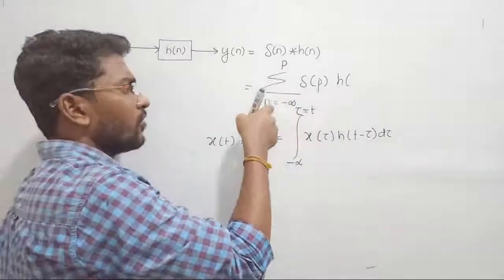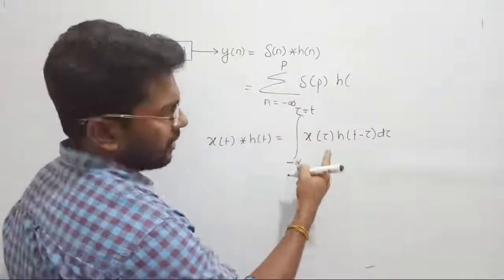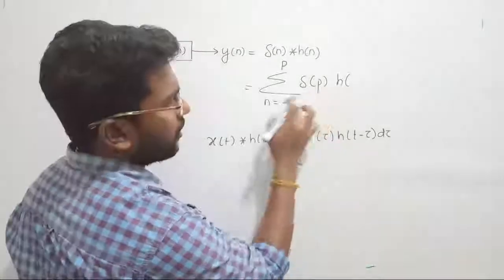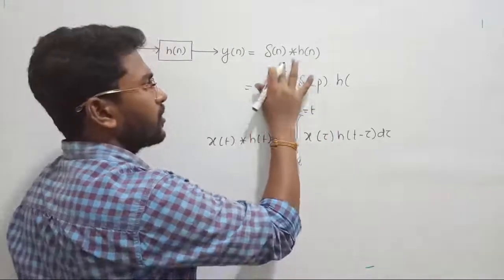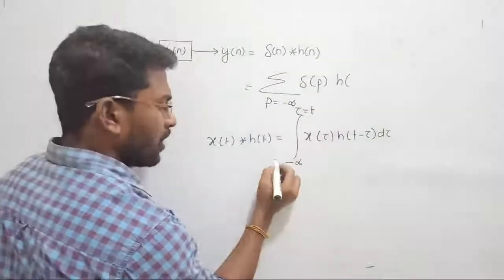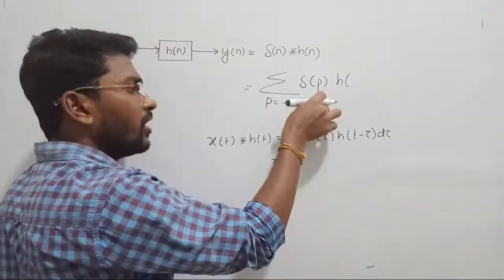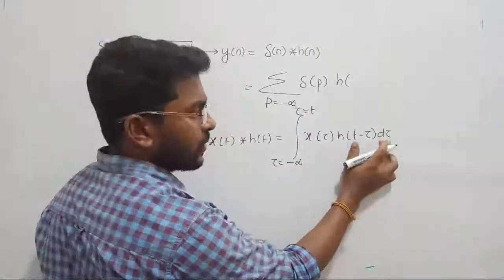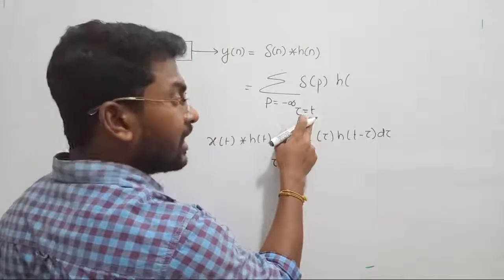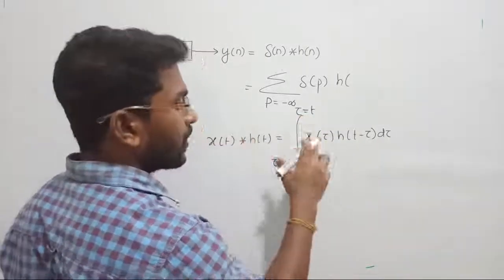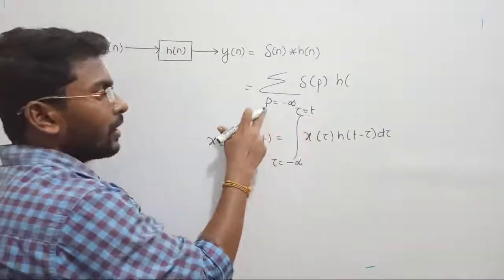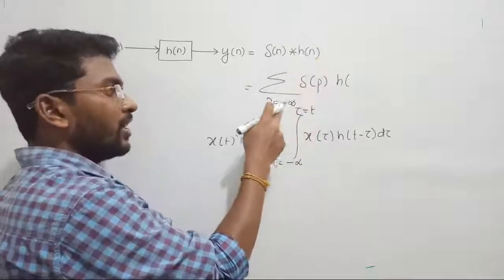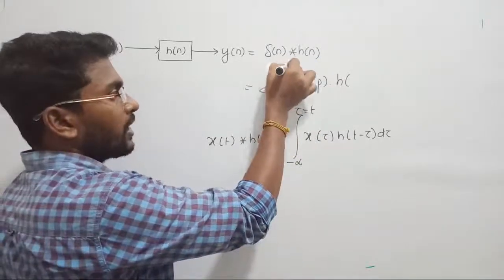Actually here, let me write like this for understanding. See here my variable tau is running from minus infinity to t. So after completing the integration with respect to tau, tau is being replaced by t. Your derivation will give you time domain values. Similarly we are doing the summation with respect to p. So p is equal to minus infinity to n.